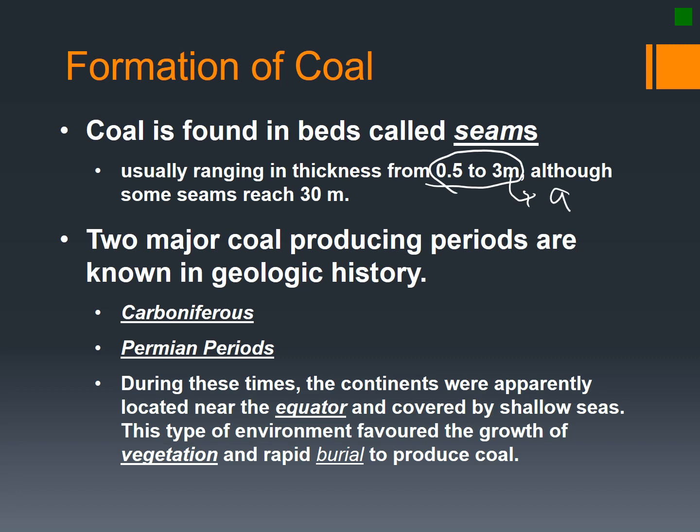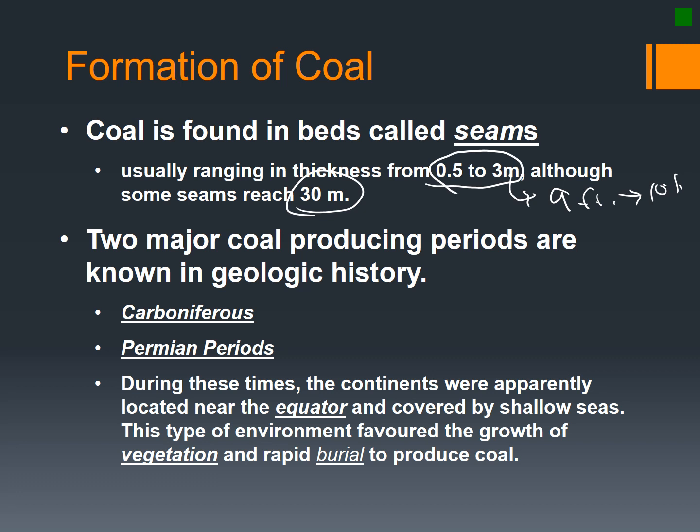Okay? Coal is found in beds called seams, and these seams are between 0.5 and 3 meters tall. Remember, 3 meters is about 9 feet. It's actually probably closer to 10 feet, but we've got about 9 to 10 feet. And then some seams, meaning some of these little pockets within the ground, are actually 30 meters tall, which would be between 90 and 100 feet.